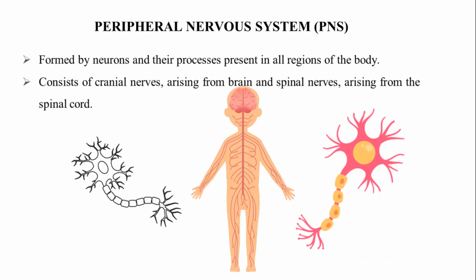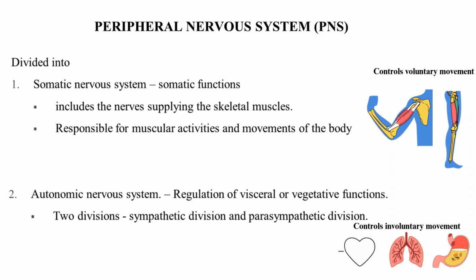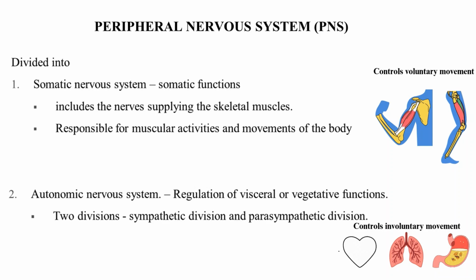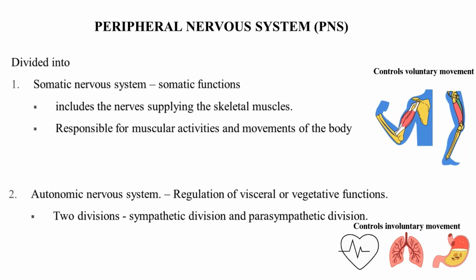The peripheral nervous system is formed by neurons and their process all over the body. It consists of cranial nerves arising from the brain and spinal nerves arising from the spinal cord. The peripheral nervous system is divided into somatic nervous system, which handles the somatic functions, includes the nerves supplying the skeletal muscles, and it's responsible for muscular activities and movements of the body. The autonomic nervous system is the other division that takes care of the regulation of visceral and vegetative function. That's further divided into sympathetic and the parasympathetic divisions.